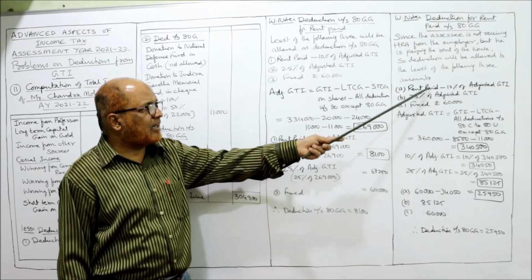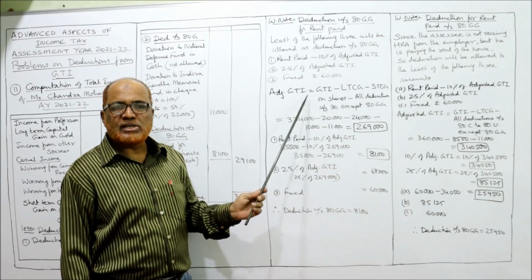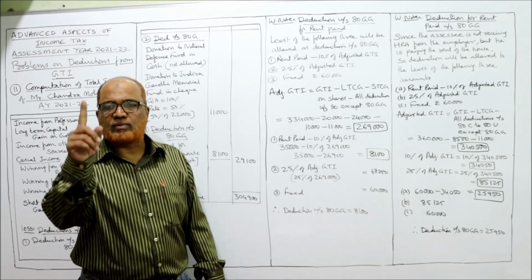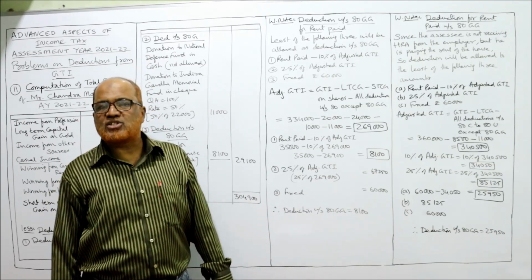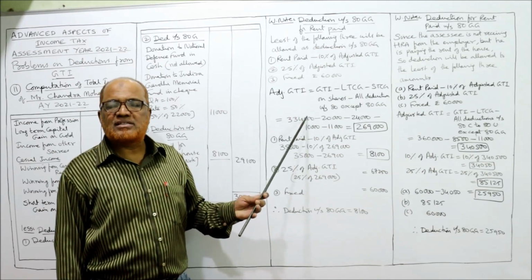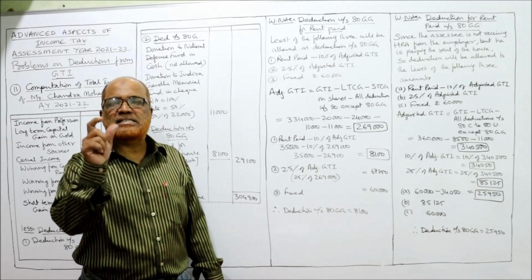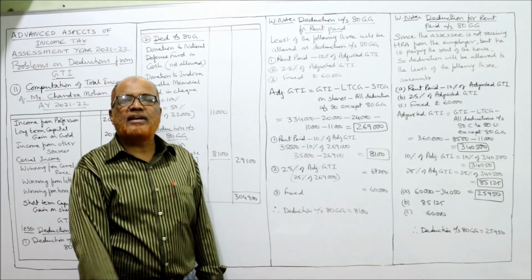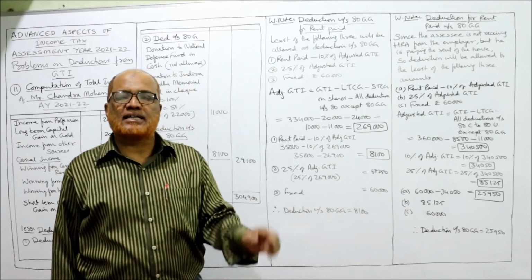The last problem also we have done like this. This problem is also the same. First, rent paid minus 10% of adjusted GTI. Second, 25% of adjusted GTI. And third, the fixed amount given by the Income Tax Act, 60,000. The least of these three. So first of all, we need to calculate adjusted GTI.